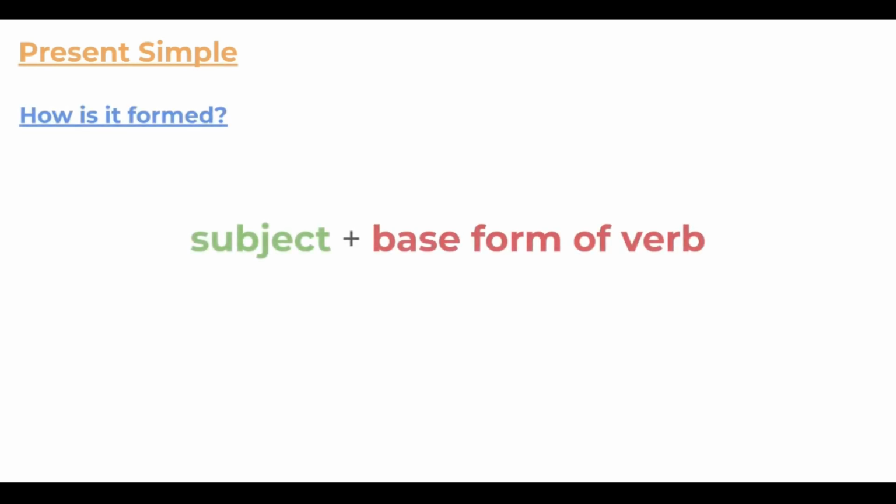Okay, so we're going to look at a formula now, almost like a maths equation. And how is the present simple formed? Well, we want our subject, so either I, you, it, he, she, they, we, any subject, and then the base form of the verb. So this is the verb before it's been changed, if you like. So the infinitive, say to write, that's the infinitive form. Write would be the base form of the verb, so we use I write, for example. We'll have a look at this in detail.